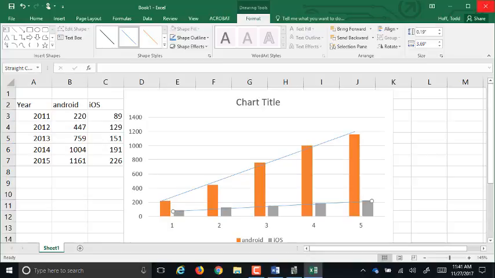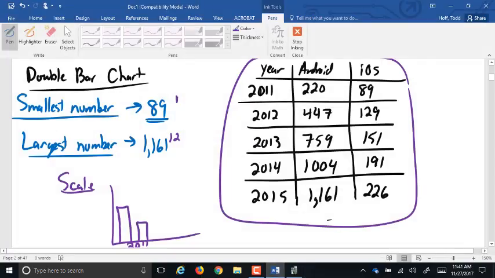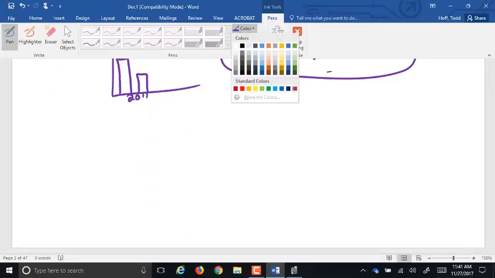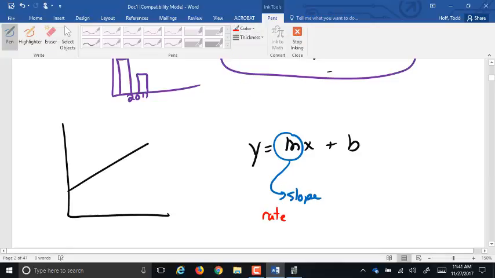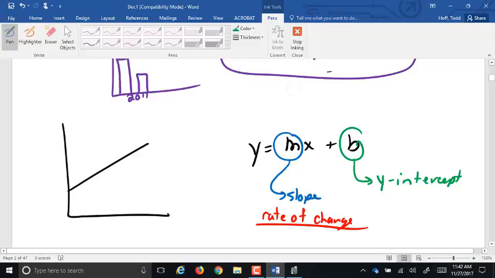And if we have a linear relationship, what are the two things we need to know to construct a linear model? Remember, if we have a linear model, it looks like a line on our graph like that. We have the equation of y equals mx plus b. What does m represent? The slope. And remember, slope is a rate of change. What does b represent? A y-intercept. And remember, y-intercept represents a starting value.